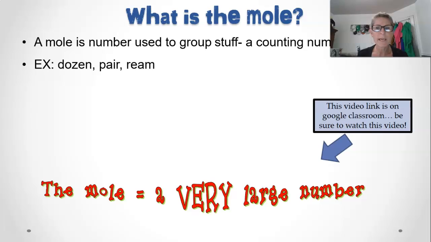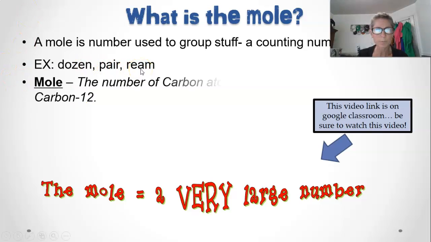Some examples of counting numbers or grouping numbers that you are familiar with are the dozen. A dozen is equal to 12, or a baker's dozen is equal to 13. A pair is equal to 2. A ream is equal to 500. So all of these are grouping numbers, and they're used to group a certain number of things. Mole is the same thing. Mole is a grouping number, a counting number, and it groups a whole lot of things. Not 12, not 2, not 5.